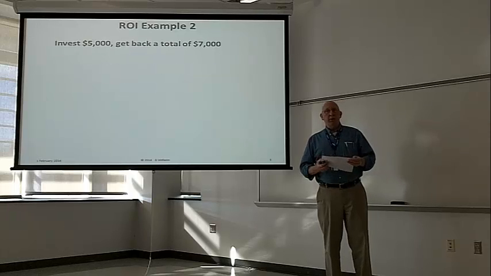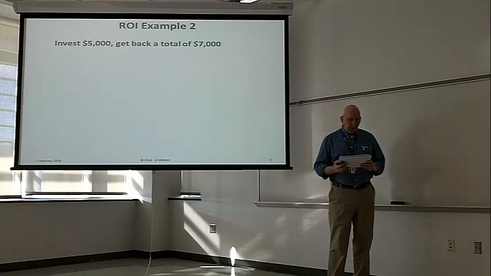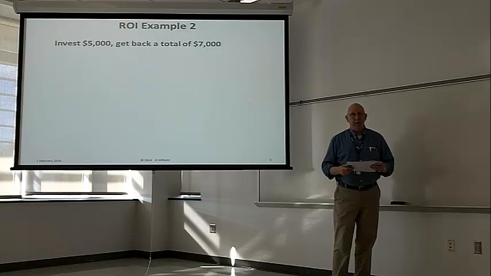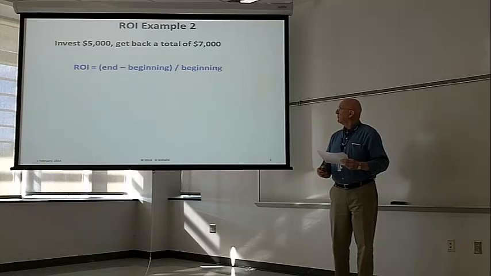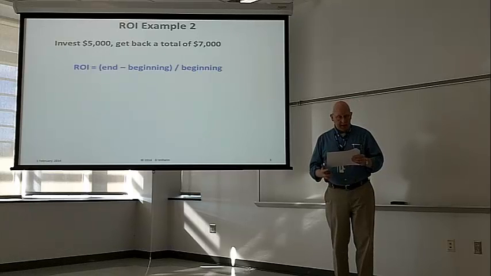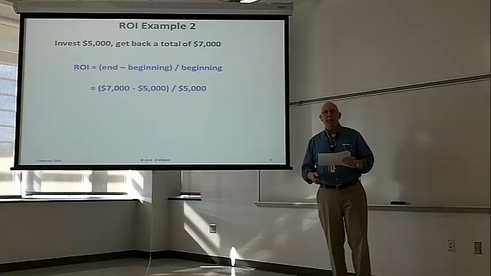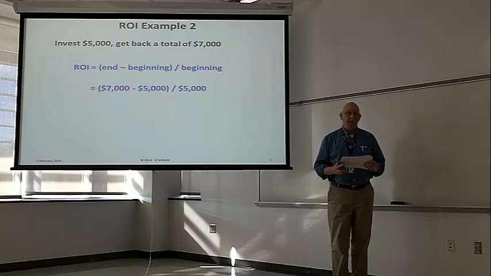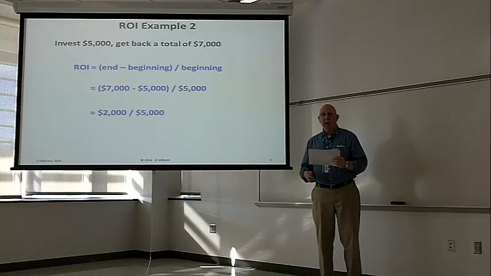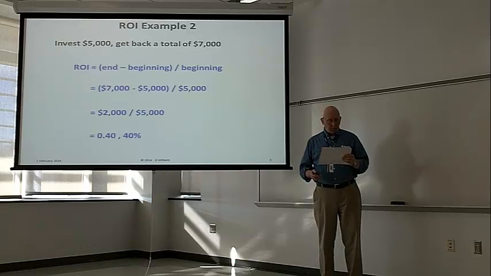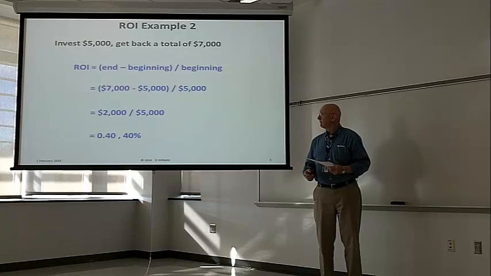Next example is the other version. We invest $5,000, get back a total of $7,000. End minus beginning divided by beginning. 7,000 minus 5,000 divided by 5,000. 2,000 divided by 5,000, or 0.4 or 40%.